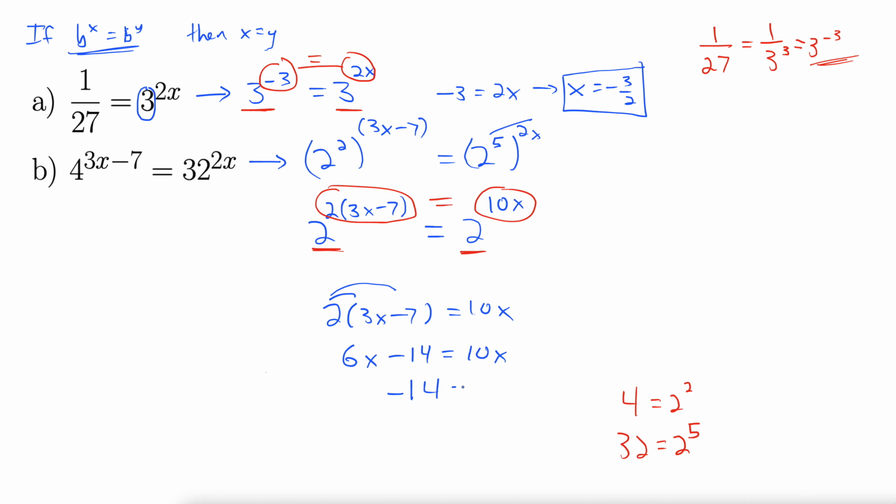Negative 14 equals 4x. Dividing both sides by 4 then gives us x equals, well, we can simplify 14 fourths, right? Cancel a 2 out of both of those. That leaves us with 7 halves. So x is negative 7 halves. There's our answer for part B.